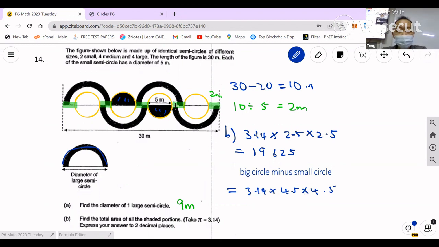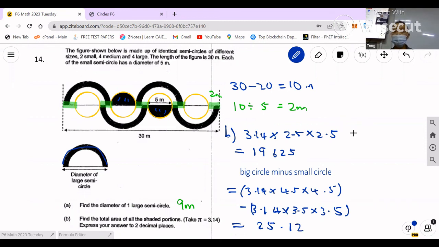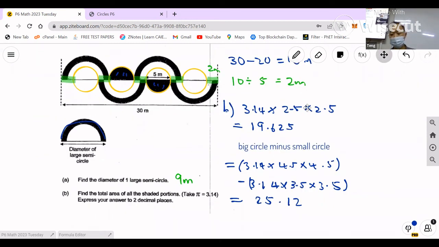Next, we need to find the area of the small circle. The small one is the one inside, not the yellow one, the white one. So take away 3.14 times, now what is the radius? It's 3.5 times 3.5. Hence the big circle minus the small circle gives 35.12. But this is just one circle. We have two of them, so we multiply by 2 and then add 19.65.